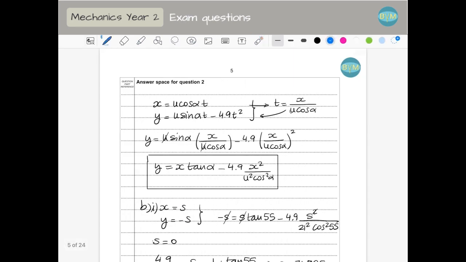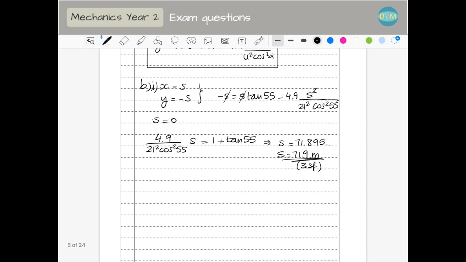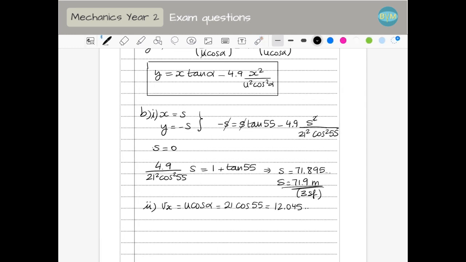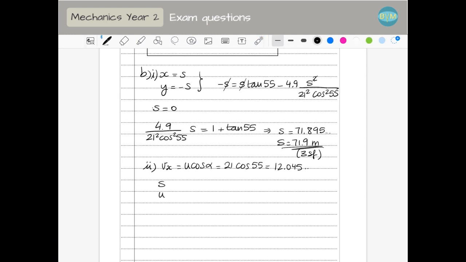So the horizontal component of the velocity is going to be u cos alpha, constant all the way, so 21 cos 55 degrees. I don't have the number, but I can tell you this is 12.045. And the vertical component of the velocity, I'm going to use SUVAT to find it. So I'm going to write SUVAT again, and I can find that final velocity.